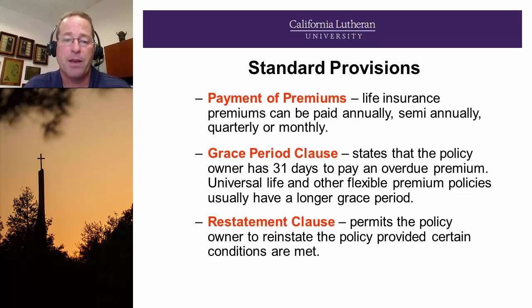Moving on, we have the grace period clause, stating the policy owner has 31 days to pay an overdue premium. Universal life and other flexible premium policies usually have a longer grace period. Whole life usually has an APL, automatic premium loan provision, so that if the premium is failed to pay, and if that is indicated on the contract, any cash values will be used to sustain the policy as long as possible. There's also a reinstatement clause, permits the policy owner to reinstate the policy provided certain conditions are met.